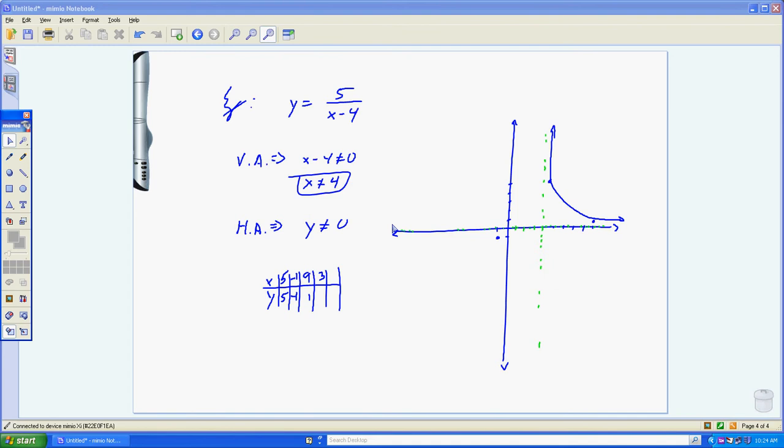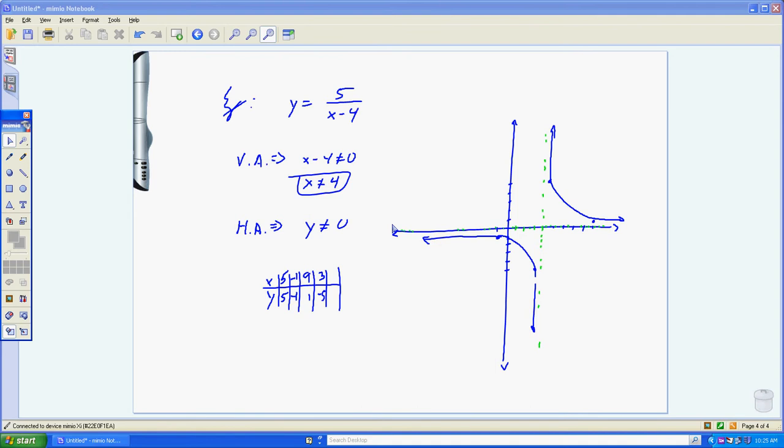So when I plug a 3 in, I get -1 downstairs. 5 divided by -1 is -5. So over at 3, I go down 1, 2, 3, 4, 5. So again, we got some crazy doohickey like so. And I can get it more accurate by getting a y-intercept, by plugging 0 in for x, which would be -5/4, -1 1/4. So yeah, right in there. I mean, we're close with our graph, right? There's our graph.